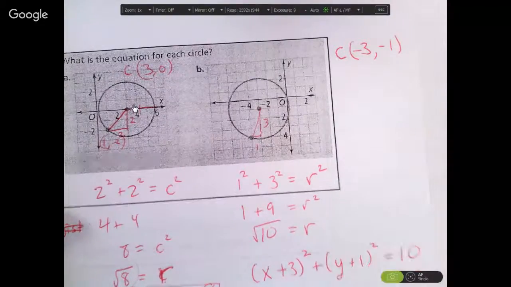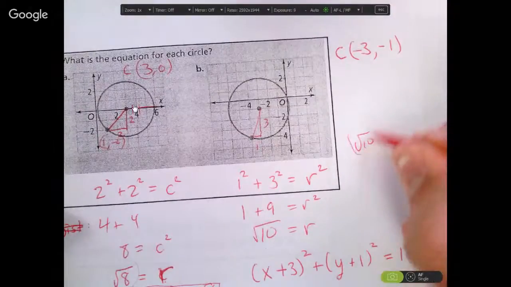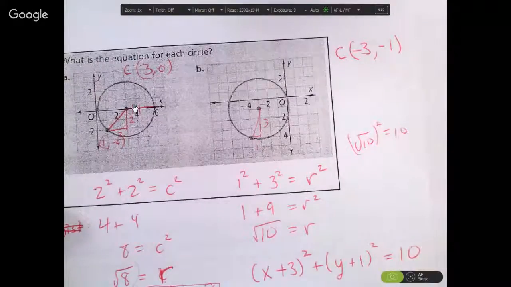Radical 10. It's not 10. You square the whole thing. Radical 10. Square the whole thing. So we square it. So radical 10 squared just equals 10. So it's 10. Cool.